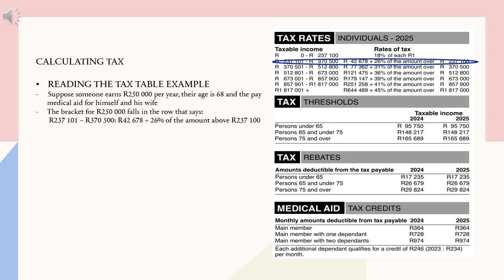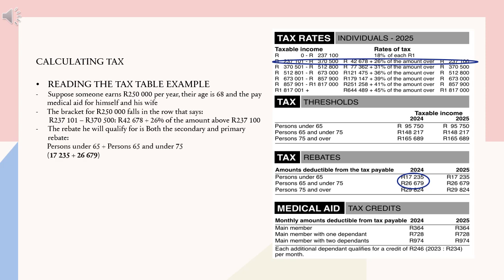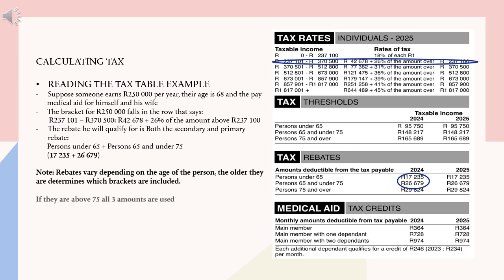237,100 Rand. The rebates he will qualify for are the primary rebate for persons under 65, plus the secondary rebate for persons 65 and under 75, which is 17,235 plus 26,679. Note, rebates vary depending on the age of the person. The older they are determines which amounts are included. If they are above 75, all three amounts are used. If they are 65 and under 75, only the first two are used. If they are under 65, only the first amount is used.